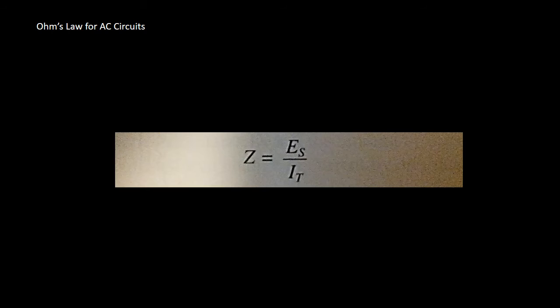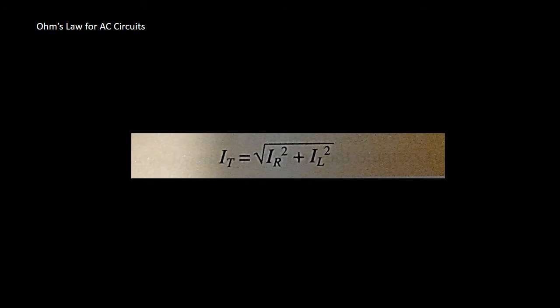As discussed, voltage in the parallel RL circuit is in phase with IR, and it leads IL by 90 degrees. Thus, we can say that IR leads IL by 90 degrees.